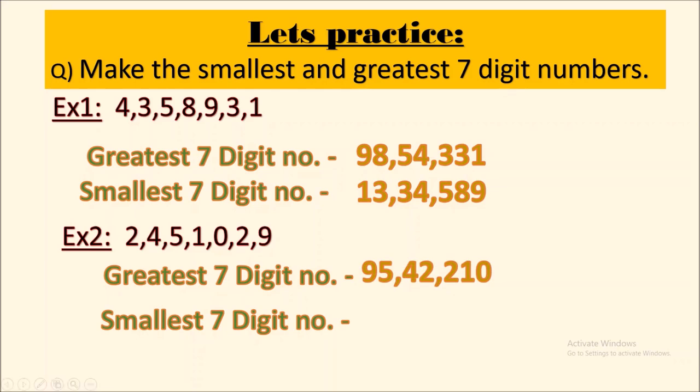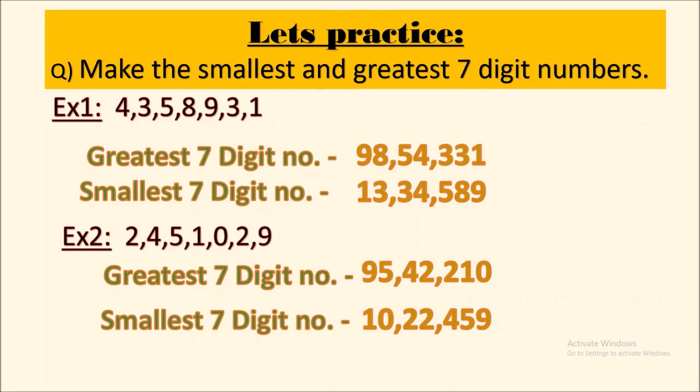95,42,210 is the greatest 7-digit number. And for this, how will we place the digits? 1 first, then 0, then 2, then again 2, 4, 5 and 9. That will give us 10,22,459. Isn't it easy, my children?